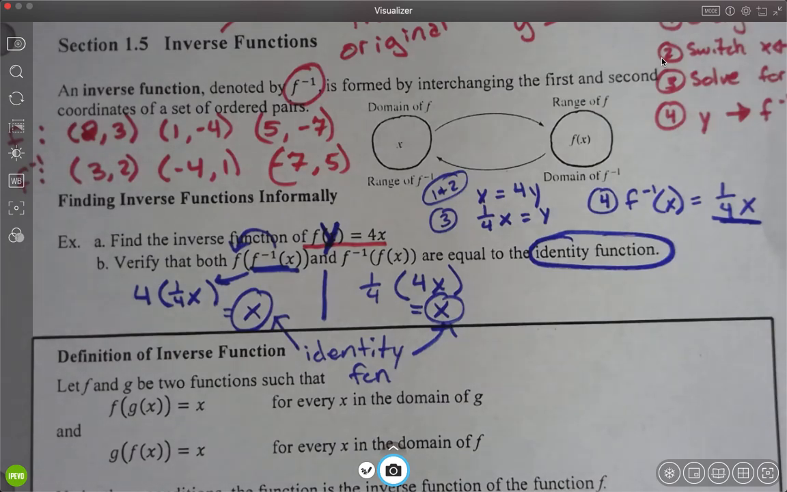Now, here is the deal. Both of them need to be x's in order for this to work. Usually, if one of them is not x, the other one's not going to be x, right? It has to be x. It can't be like 4 and 4. It can't be the same number. It has to be x, okay?